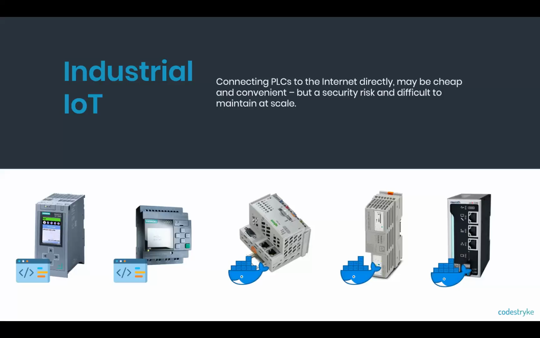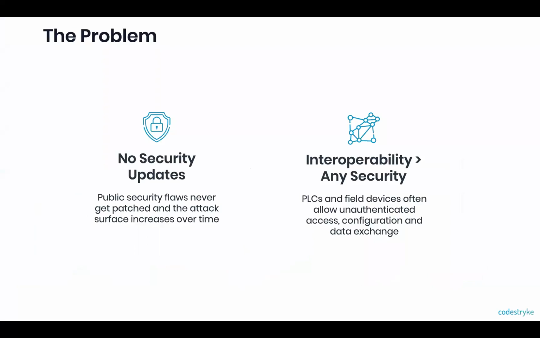And this might be the cheapest solution and the most convenient solution, because you can just use existing hardware. But this also causes trouble down the road. Mainly the two most important problems are that because you can't update a PLC, you also can't update your IoT connectivity software packages. And with this, the public security flaws that are already published by security researchers never get patched, and the attack surface of the PLC increases over time.